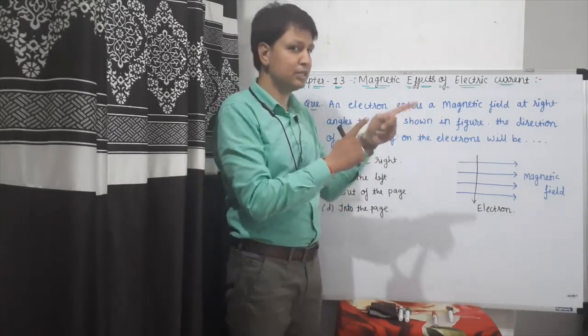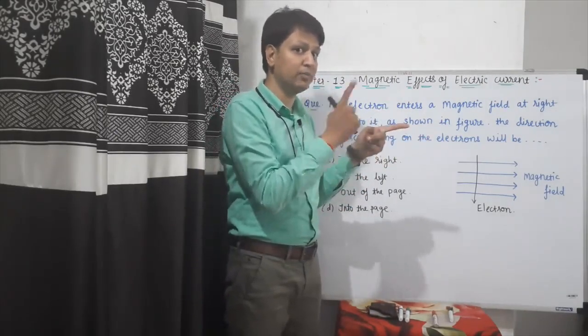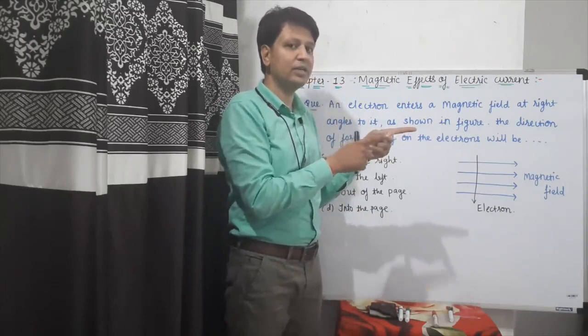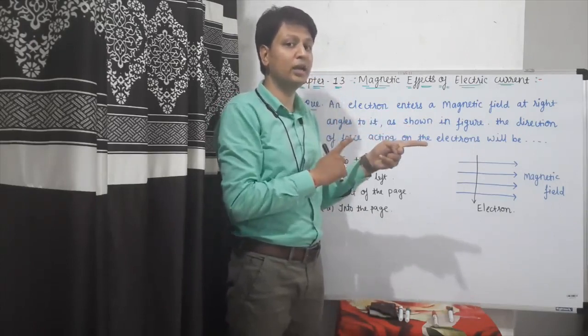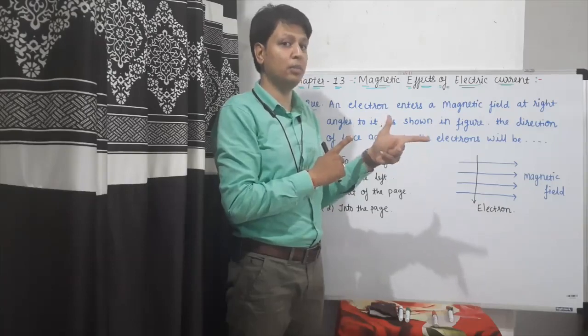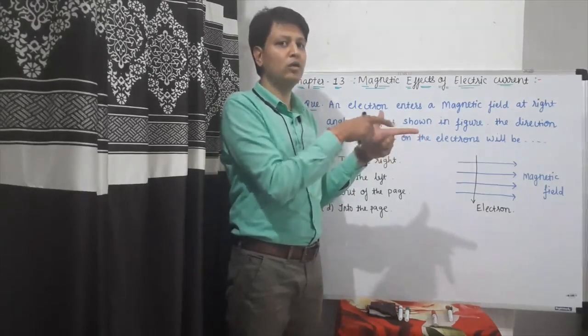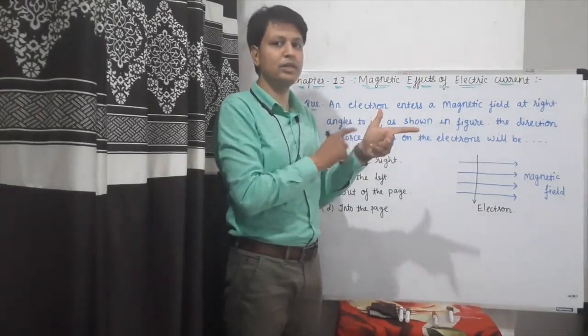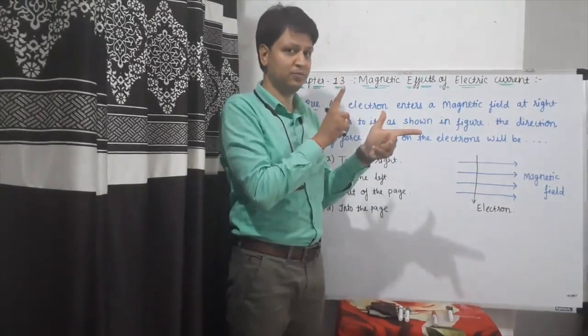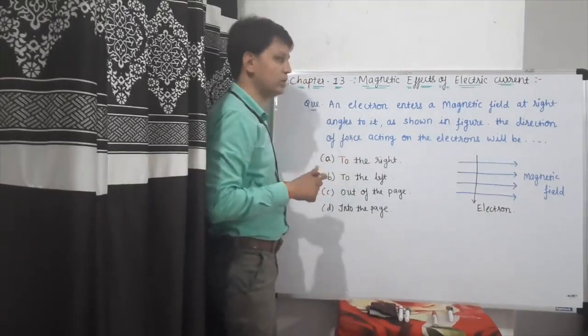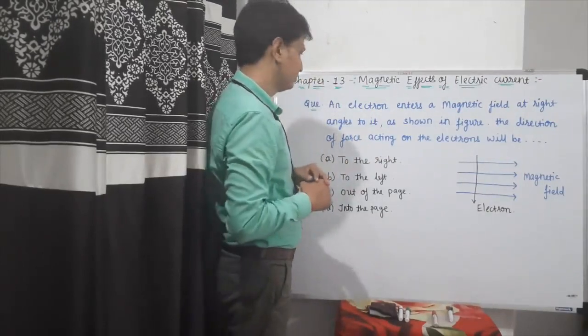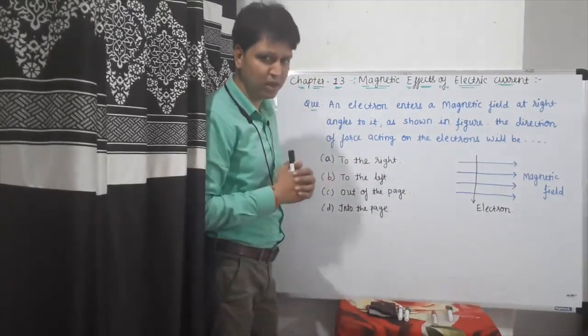The first finger is pointing in the direction of magnetic field. The second finger is representing the direction of electric current, and when you open the thumb, this thumb is also perpendicular to both, and this is representing motion or force. So let us understand one question.